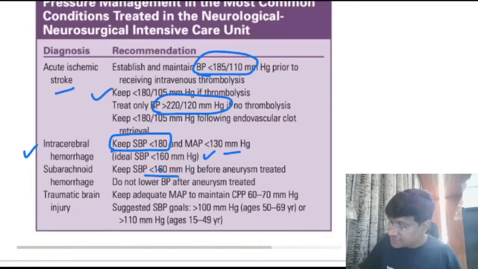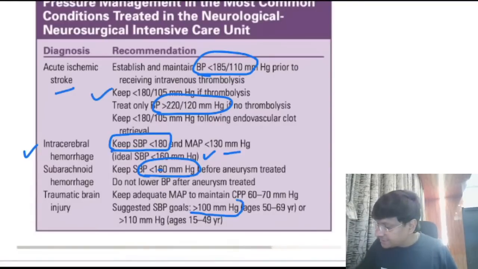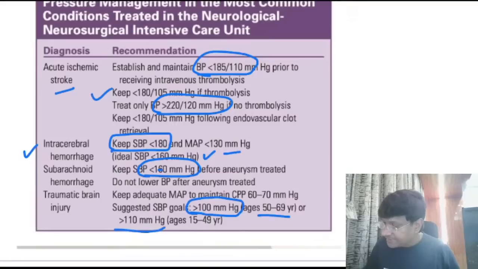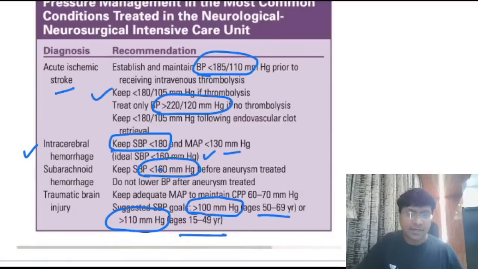In subarachnoid hemorrhage, keep the systolic blood pressure less than 160 millimeters of mercury before the aneurysm is treated. And in traumatic brain injury, the suggested systolic blood pressure will be more than 100 millimeters of mercury if the age of the individual is 50 to 69, or more than 110 millimeters of mercury if the age of the individual is around 15 to 49 years.